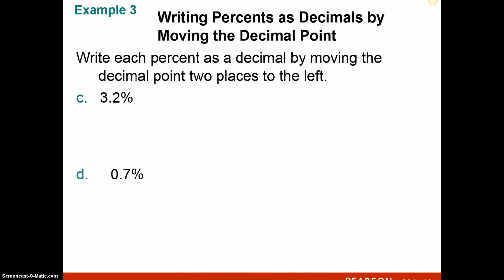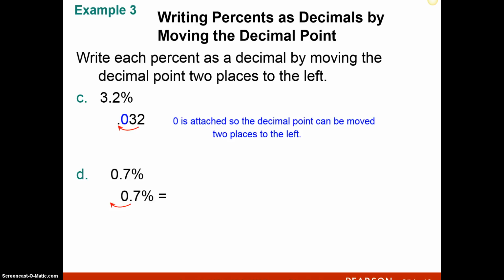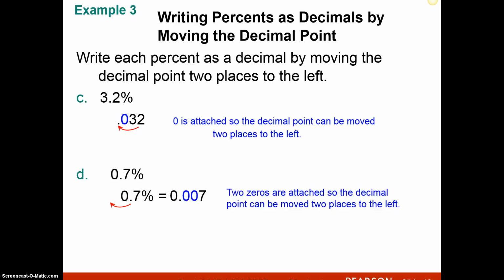All right, so hopefully you gave yourself a little time to try C and D. Let's take a look at the answer. For C, move it twice, you get 0.032. For 0.7%, you move it twice. You're going to have to put in some zeros for placeholders here. You get 0.007. All right, so those are some good examples of how we would write our percents as decimals.